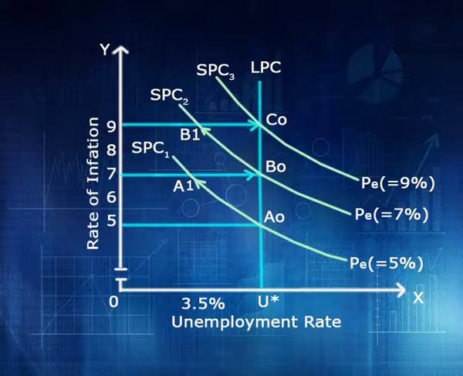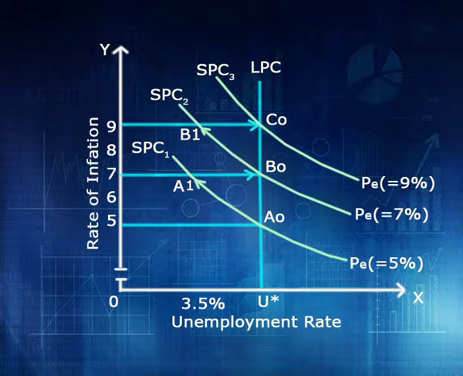As a result, profits of business firms will increase and they will expand output and employment, causing the reduction in the rate of unemployment and rise in the inflation rate. With this, the economy will move from B0 to B1 along the SPC 2. After some time, the workers will recognize the fall in their real wages and press for higher nominal wages to compensate for the higher rate of inflation than expected.